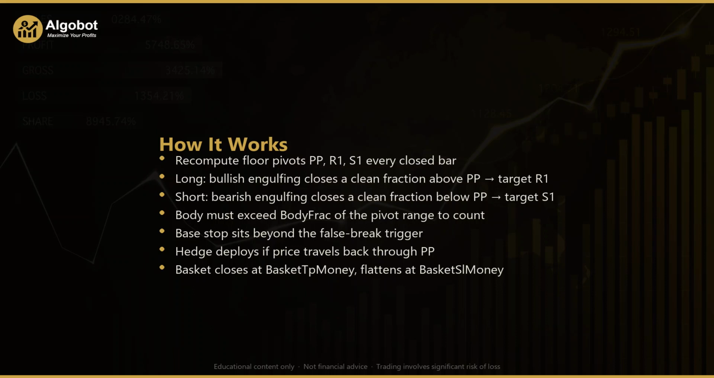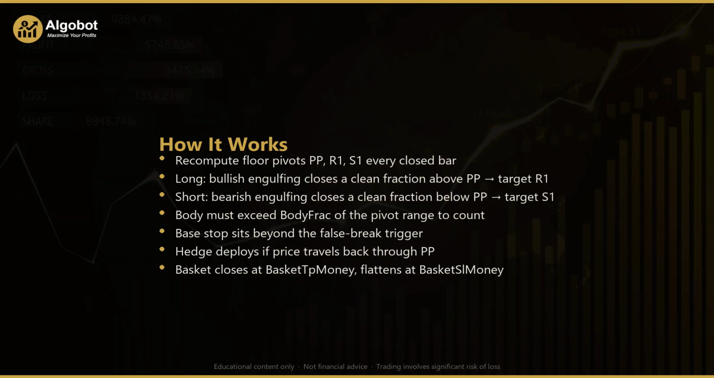The short side is the exact mirror. The strategy detects a bearish engulfing candle, a red bar that swallows the prior green bar, with a body big enough and a close a clean fraction below the central pivot. That signals bears taking control, and it opens a sell aiming down at the lower pivot S1. The protective stop is placed structurally. It sits a pad beyond the false break level, so the hedge logic always engages first. The take profit is the outer pivot, R1 for longs or S1 for shorts, with a minimum reward floor set by BreakFrac.